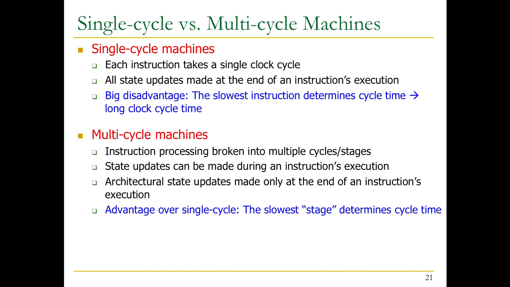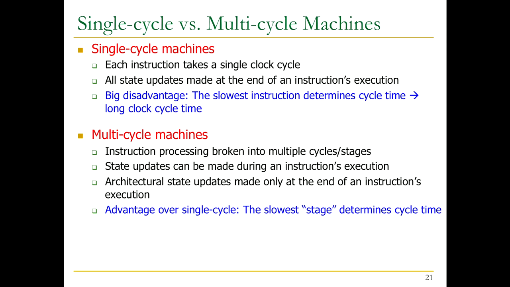So the advantage over single cycle, we'll take a break in a couple of minutes: the slowest stage determines the cycle time. This is very different from the slowest instruction, right? Why? Slowest instruction, you're really bound by the specification of the ISA. I can give you an instruction that says, copy this string to this other string, and this string is 1 billion elements long, right? That's a very long clock cycle time with this really contrived machine model.